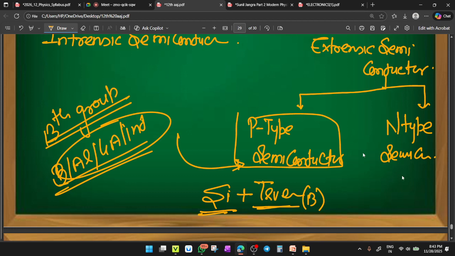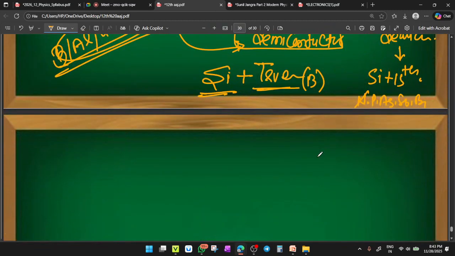Clear? On mixing 15th group elements with pure silicon. Which 15th group? Nitrogen, phosphorus, arsenic, antimony, bismuth. Nitrogen is a gas, so you cannot mix it, but you can mix phosphorus, arsenic, and antimony. Then the resulting semiconductor is called N-type semiconductor. Clear?